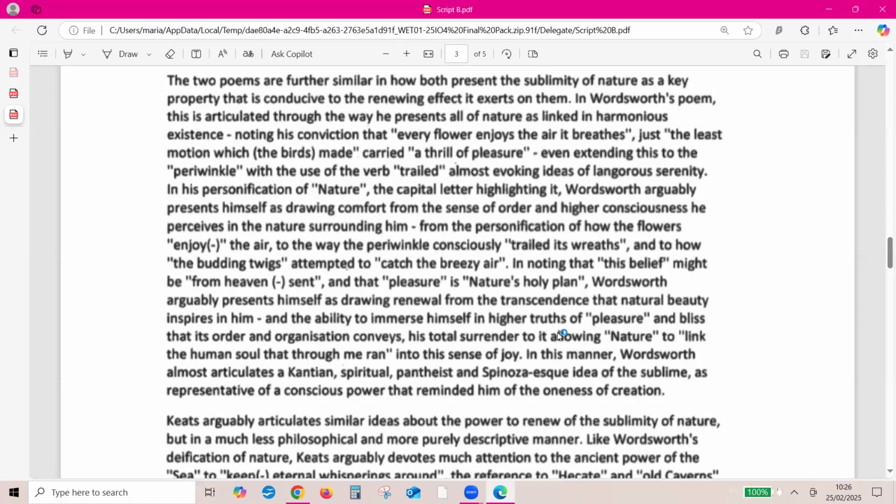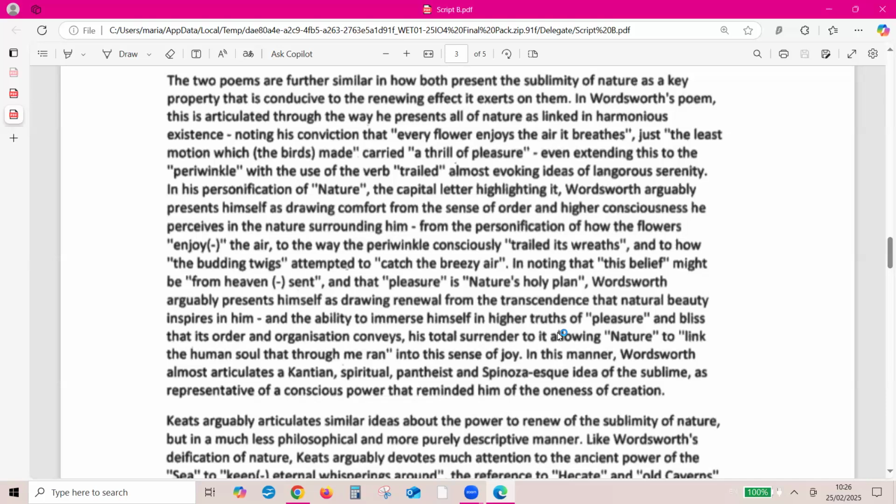In Wordsworth's poem, it's articulated through the way he presents all of nature linked in harmonious existence, noting conviction that every flower enjoys the air it breathes, and the least motion which the birds carried a thrill of pleasure, even extending to the periwinkle with the use of the verb trailed, evoking ideas of languorous serenity.